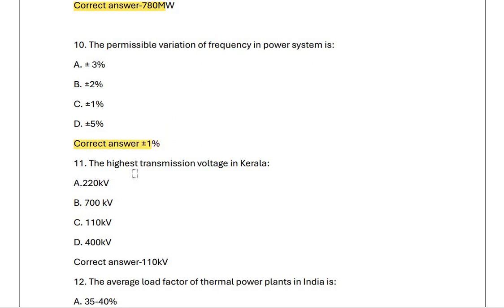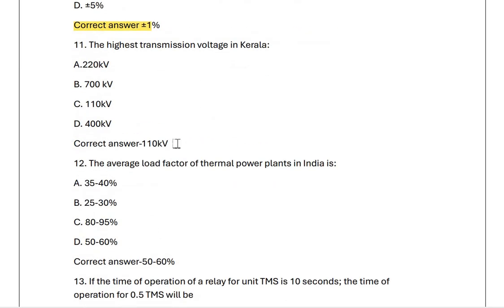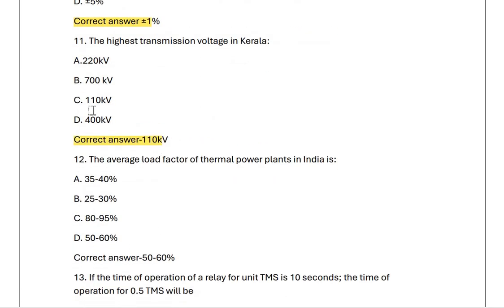11. The highest transmission voltage in Kerala is A. 220 kV, B. 700 kV, C. 110 kV, D. 400 kV. Correct answer: 110 kV.